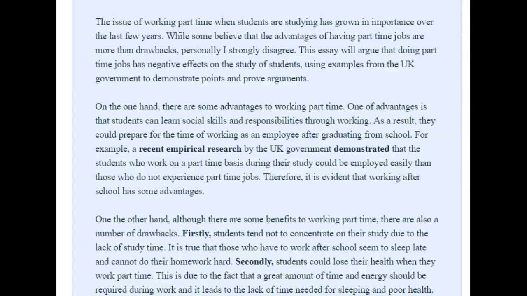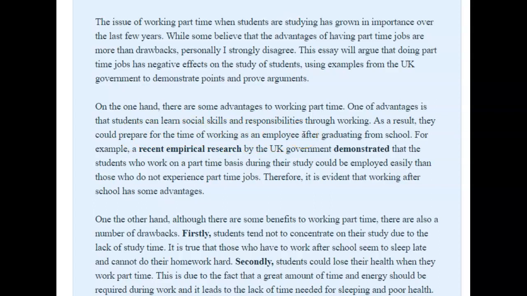On the one hand, there are some advantages to working part-time. One of the advantages is that students could learn social skills and responsibilities through working. As a result, they could prepare for the time of working as an employee. No. This is a little awkward. It's a little wordy and awkward. So, as a result, they could prepare for their work life after graduating from school, or they could prepare for their career after graduating from school.